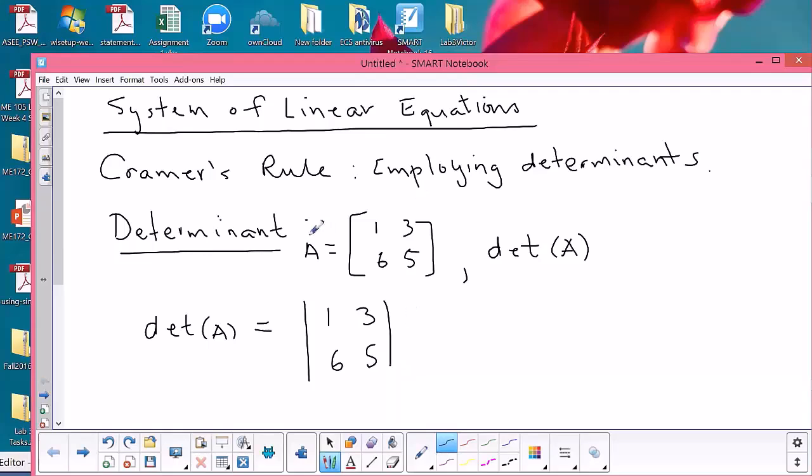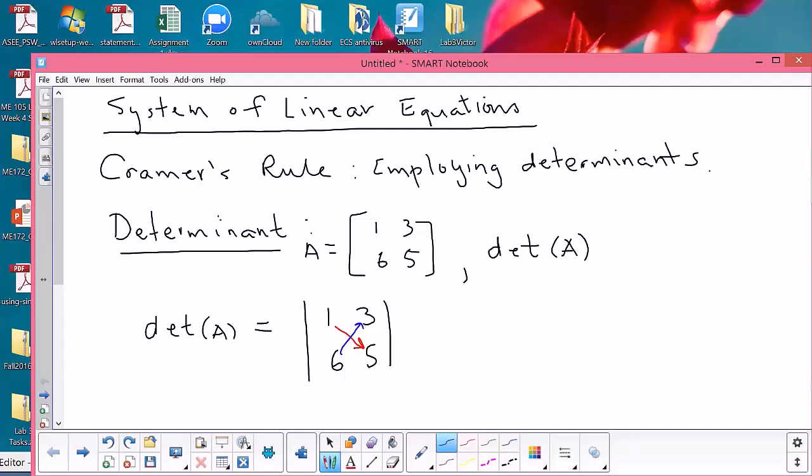Even though this looks like a subtle difference, you see here that I have this bracket here. This is just a straight line. To calculate the determinant, the matrix has to be square, so it has the same number of rows as columns. Then the way you will do it is this. You're going to multiply going this way, 1 times 5. You're going to subtract 6 times 3. You will end up with a scalar value.